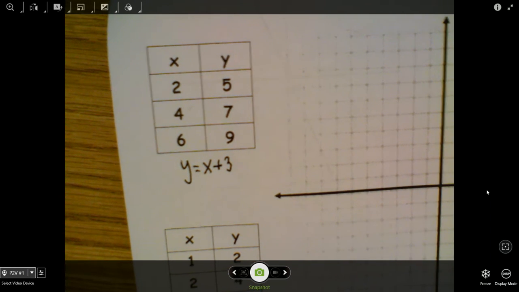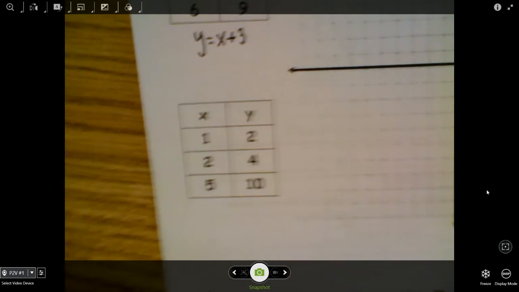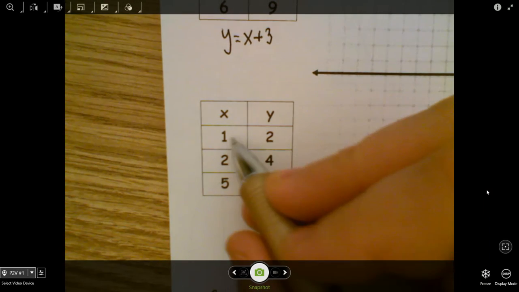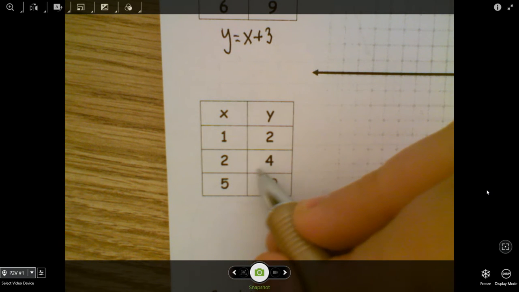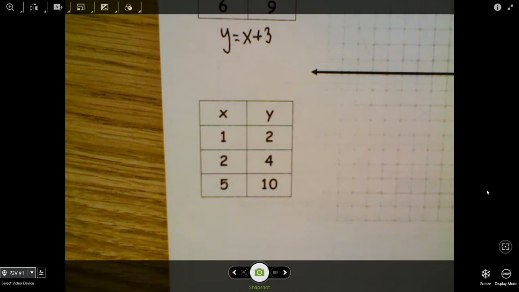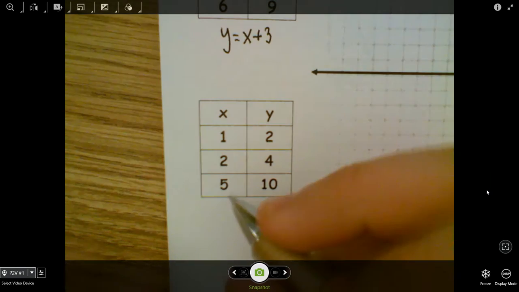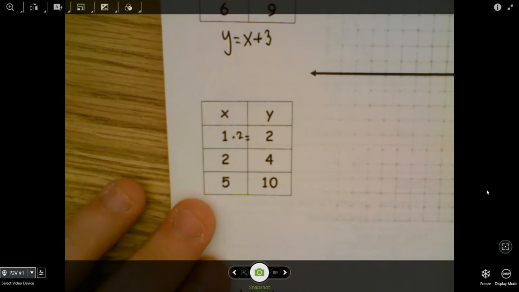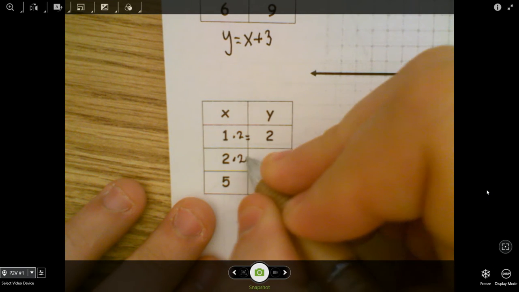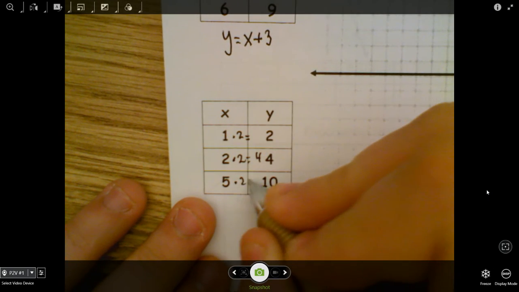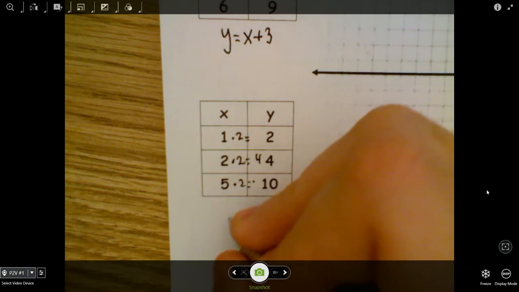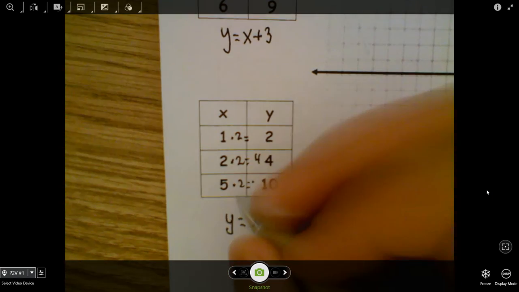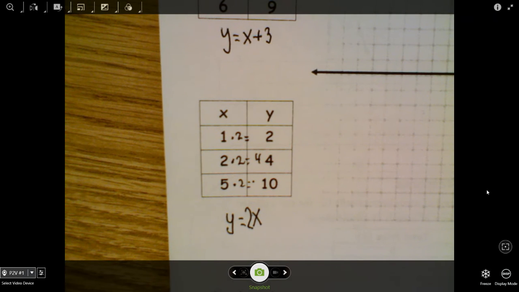Okay, let's look at the next one. That was easy. To go from 1 to 2, we could do plus 1. 1 plus 1 is 2. 2 plus 1 is? Nope. So it's not addition. How about multiplication? 1 times 2 equals 2. 2 times 2 equals 4. 5 times 2 equals 10. So this is y column equals the x column times 2, which we write as 2x.